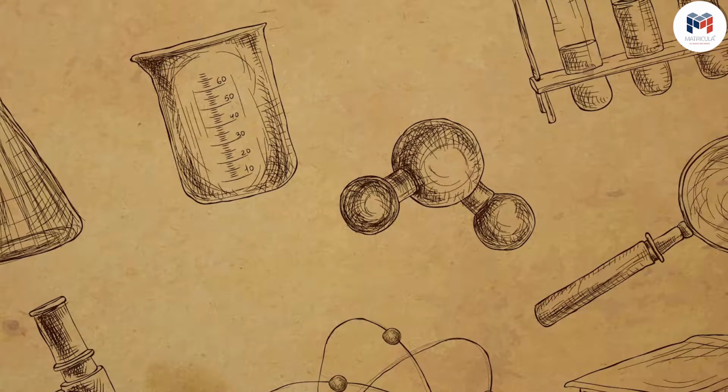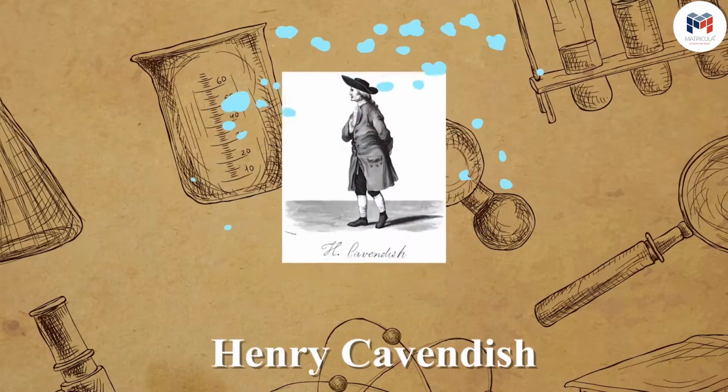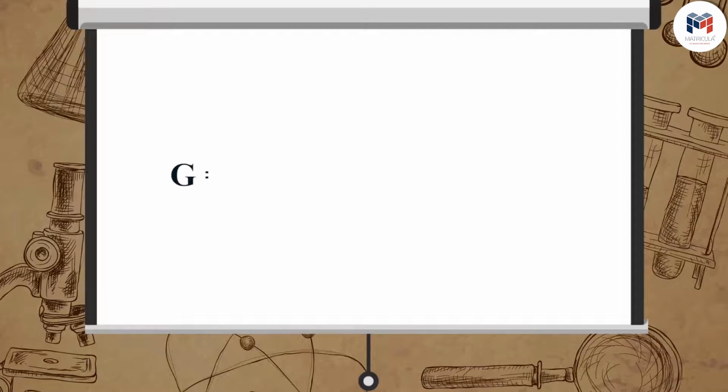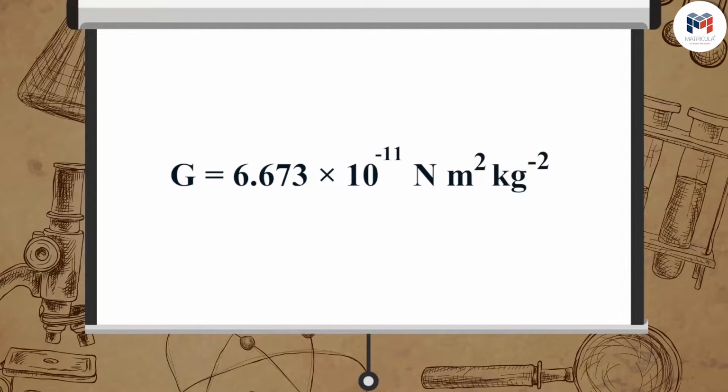The value of universal gravitation constant G was calculated by Henry Cavendish. He used a sensitive balance to do so. The accepted value of G is equal to 6.673 multiplied by 10 raised to minus 11 Newton meter square per kilogram square.